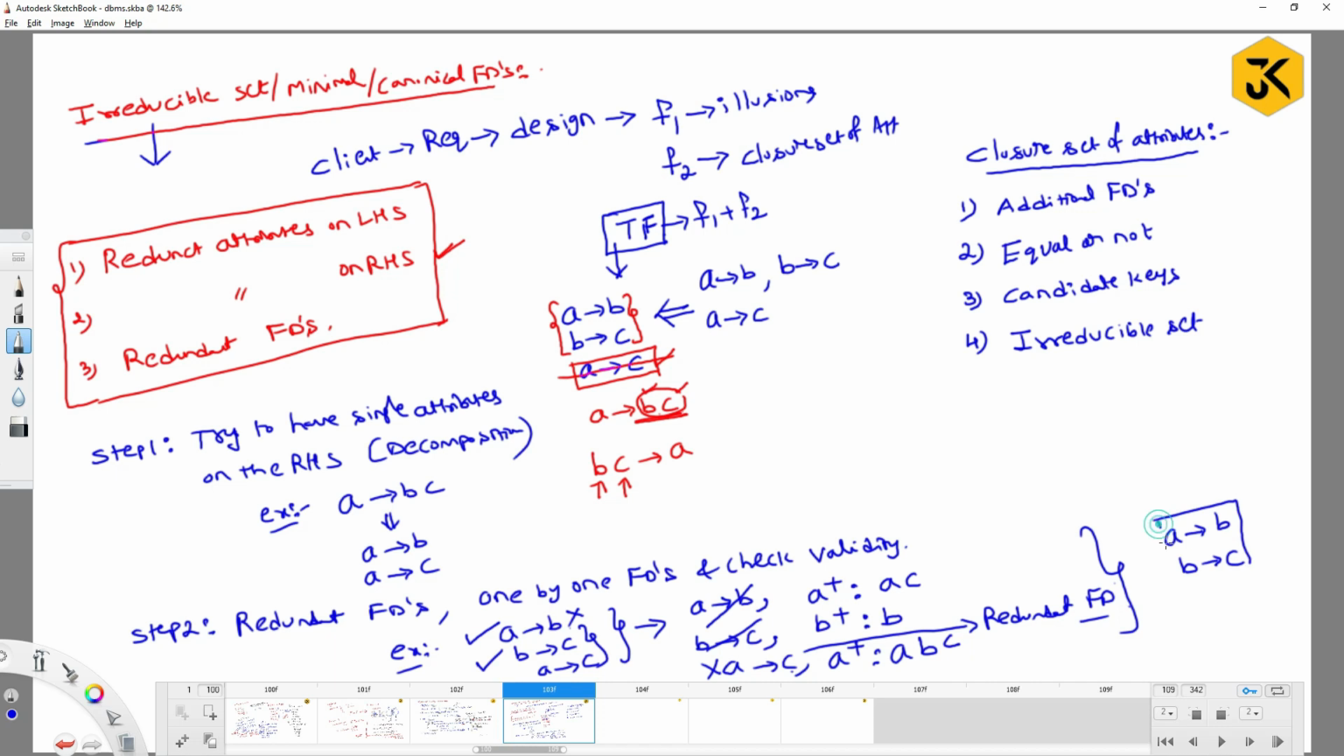Now what do you have to do? Once we modify some functional dependency in the given set, you have to repeat the process again, because there is a chance to reduce it further. So you can apply the same procedure again and again. Meaning that after checking the validity, if you are able to remove any one of the functional dependencies, repeat step 2. So this is step 2 you have to follow.